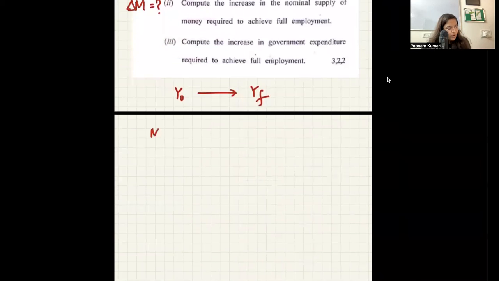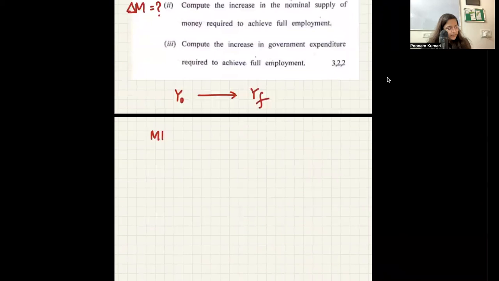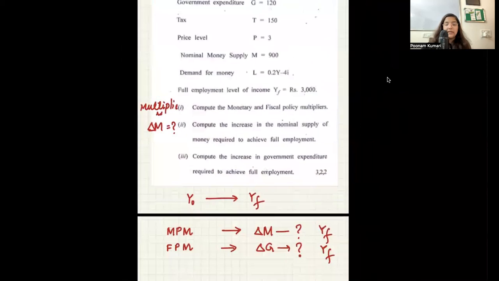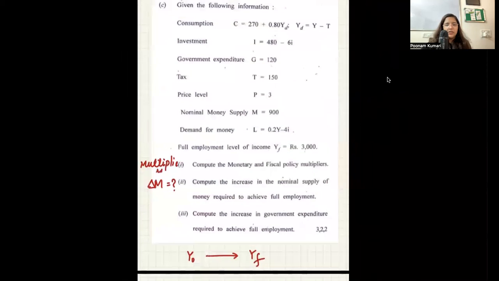So monetary policy multiplier first, fiscal policy multiplier, and then monetary policy multiplier का यूज करके हम कहीं ना कहीं बता सकते हैं how much change in M is required to reach YF. And here the question is how much government expenditure change is required to reach YF. ये हमारे सारे के सारे questions हैं. ठीक है? All right. So first of all, सबसे पहले तो हम लोग पूरे system को लिख लेते हैं. What is the entire system?